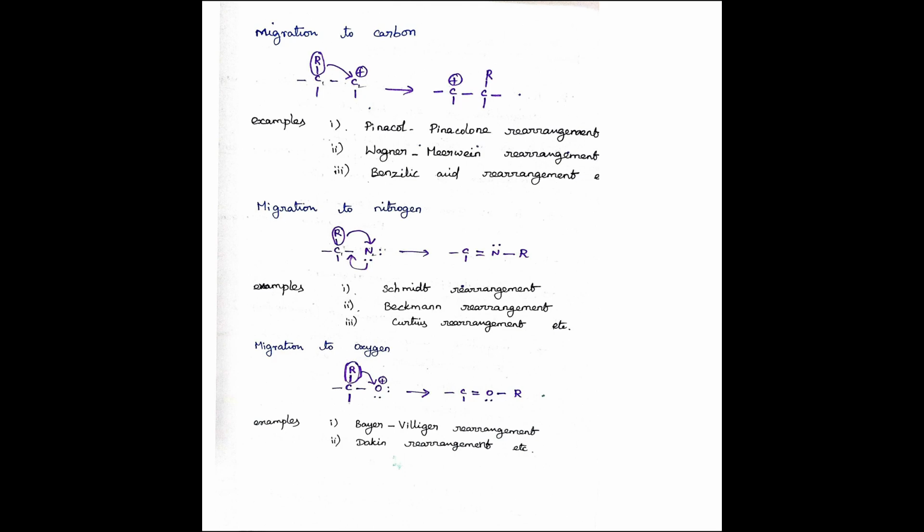Next part, migration from carbon to an adjacent electron deficient nitrogen atom. See the reaction. The migrating R group moves from carbon to the electron deficient nitrogen atom. Examples for this reaction: Schmidt rearrangement, Beckmann rearrangement, Curtius rearrangement. Similarly, migration from carbon to electron deficient oxygen. Here also the migrating R group migrates from carbon to oxygen. Examples for these types: Baeyer-Villiger rearrangement, Dakin rearrangement, etc.